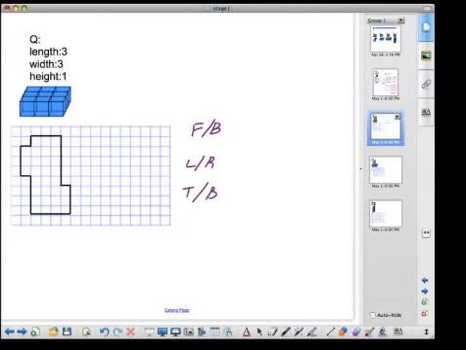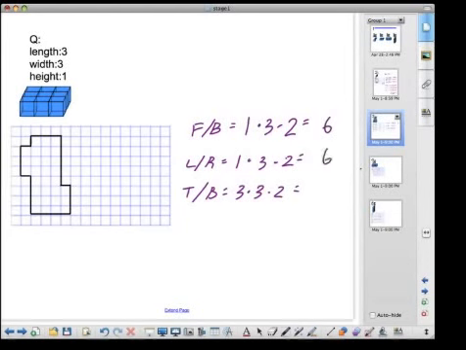For the front and the back of the box, I have a height of 1 and a length of 3. So 1 times 3 times my two surfaces. Left and right side, again, height of 1, width of 3 times my two surfaces. And for the top and the bottom, I have a length of 3 times a width of 3 times my two surfaces. I'm going to find all these numbers. 1 times 3 times 2 is 6. 1 times 3 times 2 is 6. 3 times 3 times 2 is 18. I find the sum of that, and I have got 30 units squared.